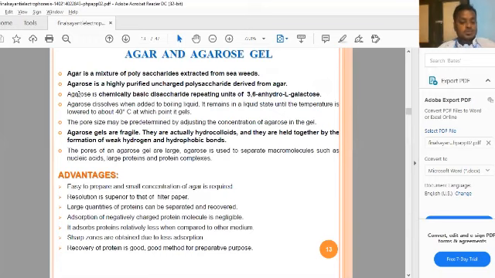Agarose is dissolved when added to boiling liquid. It remains in a liquid state until the temperature is lowered to about 40 degrees Celsius, at which point it gels. The pore size may be determined by adjusting the concentration of agarose in the gel. The pores of the agarose gel are large. Agarose is used for separation of macromolecules such as nucleic acids, larger proteins, and protein complexes.